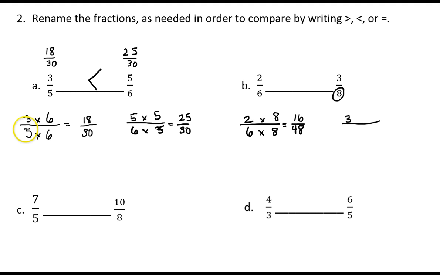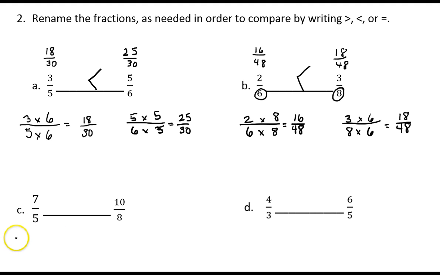When I look at my 3/8, I'm going to multiply the numerator and the denominator by 6. Instead of having 8 pieces that make up the whole, I now have 48 pieces. Instead of having 3 pieces shaded, I now have 18 pieces shaded. So the fractions we're comparing are 16/48 and 18/48. 18 is bigger than 16. That tells me 3/8 is bigger than 2/6.